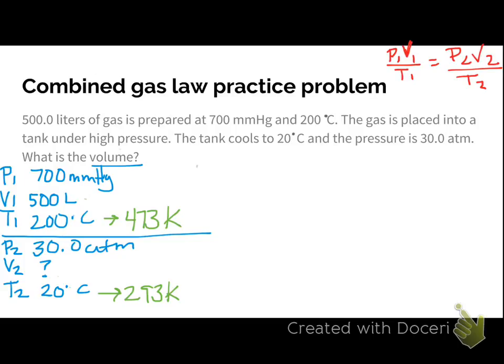But now look at your pressures. We have 700 millimeters of mercury and 30 atmospheres. Let's go ahead and convert those. Remember, very, very early on, I gave you an equivalence statement that was 760 millimeters of mercury is equal to 1 atmosphere. So we could go either way. We could convert the millimeters of mercury into atmospheres, or we could convert the atmospheres into millimeters of mercury. We're just going to convert into atmospheres here. It doesn't matter which you use, though.